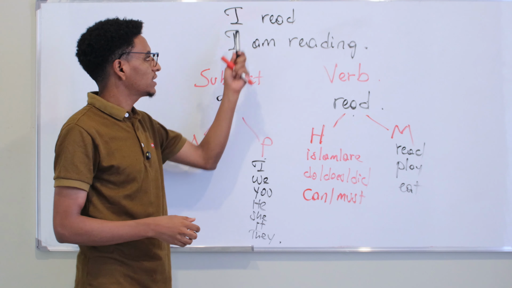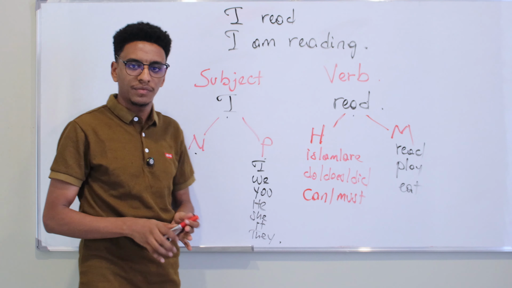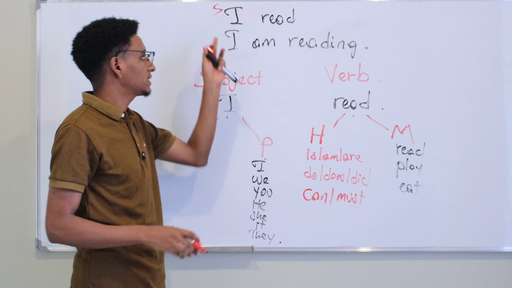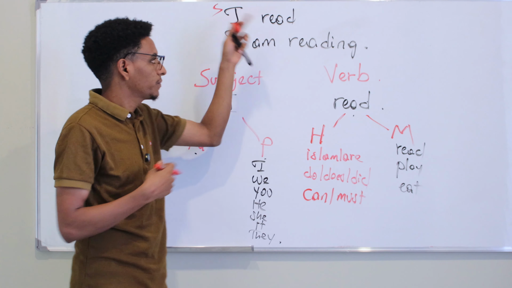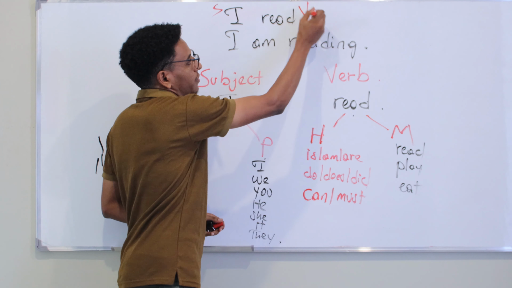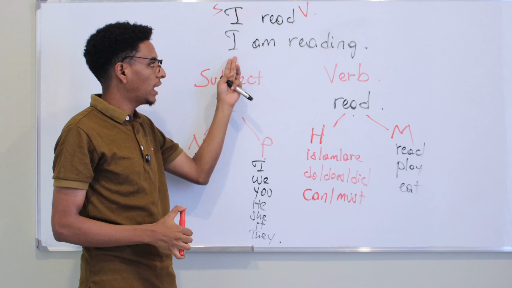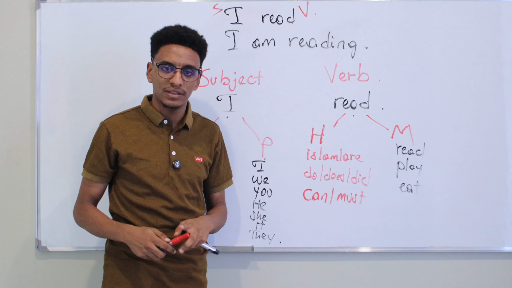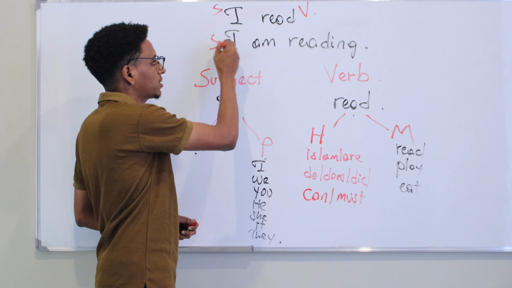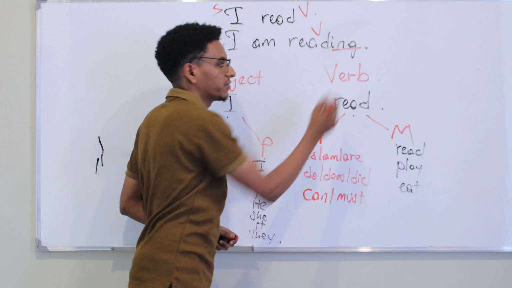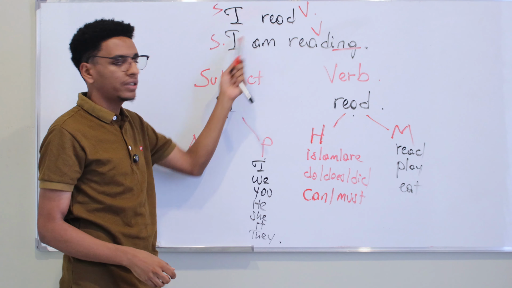The first one is I read. I'm talking about myself, so the subject is I. And what am I doing? I read. So I read and I am reading. There are two different sentences. They have the same subject and the same verb, but there's a little bit of difference here. Okay? I read, I am reading.